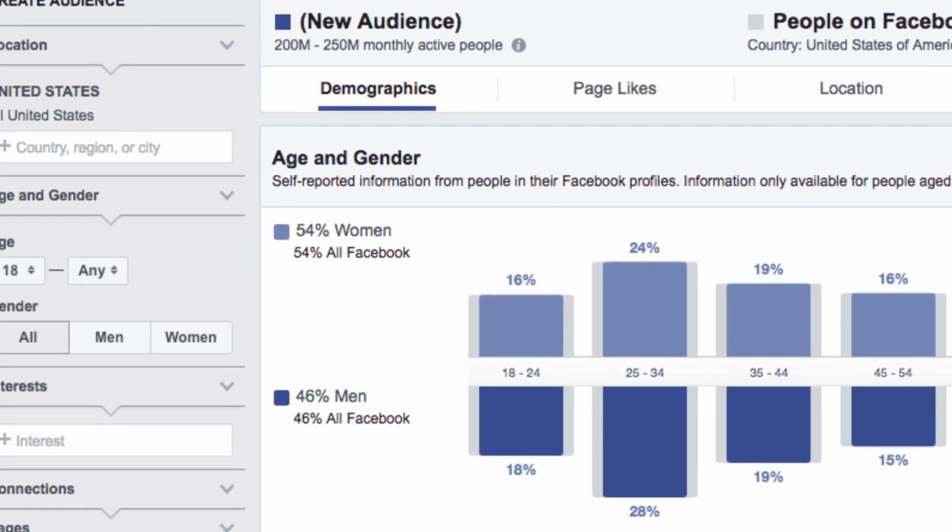So you guys are failing with your Facebook ads, you're not using audience insights, and you're just doing all types of crap that's wasting a ton of money. We're gonna solve that right here, right now.